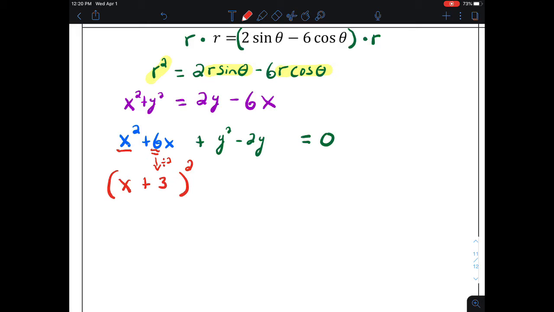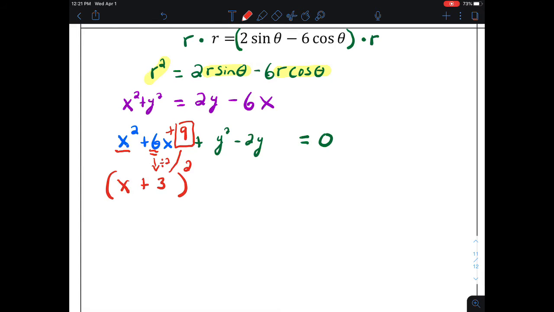And then you're going to square it, and you're going to bring it back up here. So 3 squared is equal to 9. Now, if I put that positive 9 on the left-hand side, I have to put that positive 9 on the right-hand side to maintain my balance. And then we're going to continue on, and we have to do the same thing for y's.